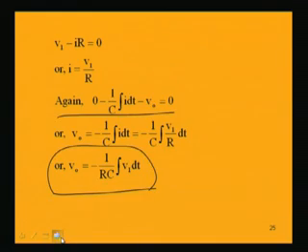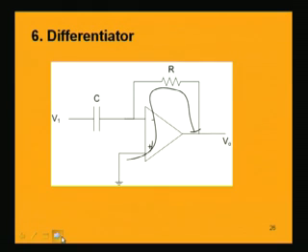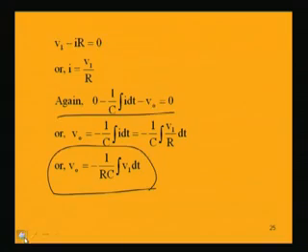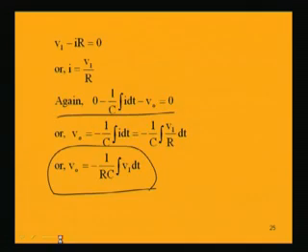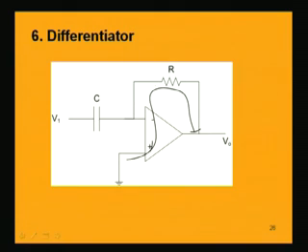Similarly, we can get a differentiation operation. If we want to differentiate a voltage V1, then the positions of R and C will just be interchanged. Here it was C and here R, we will be interchanging C and R. C will be coming to the input and R will be across this op-amp. Now, what will be the output voltage?